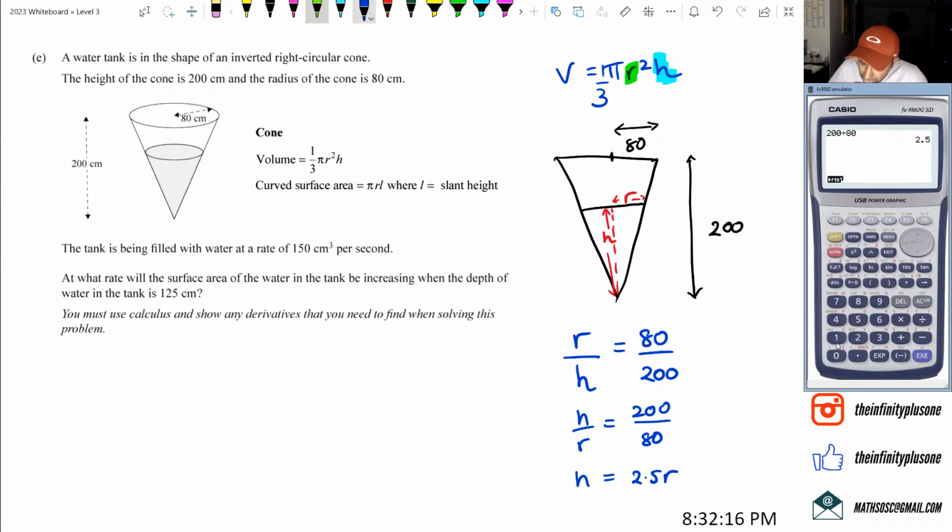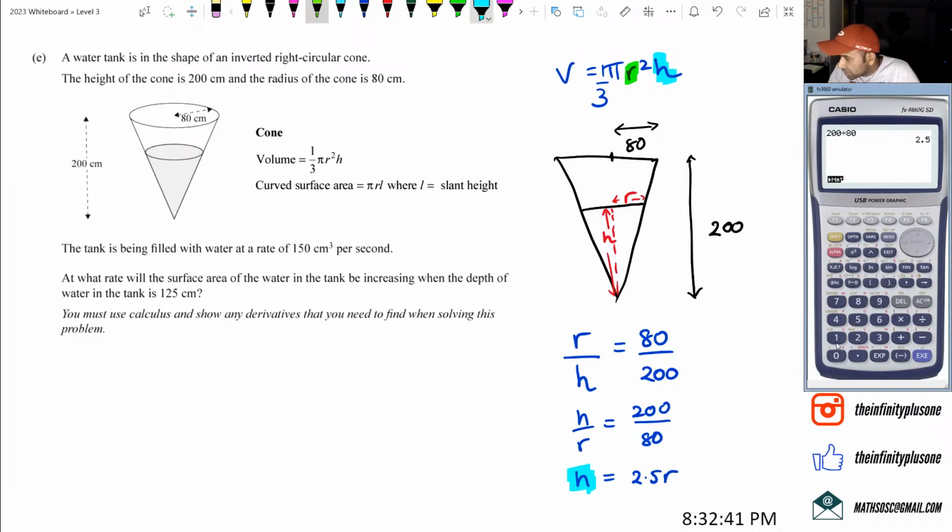All right, so once that's done, I haven't even started differentiating yet, right? This is something you guys need to understand when it comes to optimization and rate of change questions: before you even start differentiating, you need to make sure that you have the same letters. You cannot have different letters. If you have different letters, figure out a way to get rid of one of them.